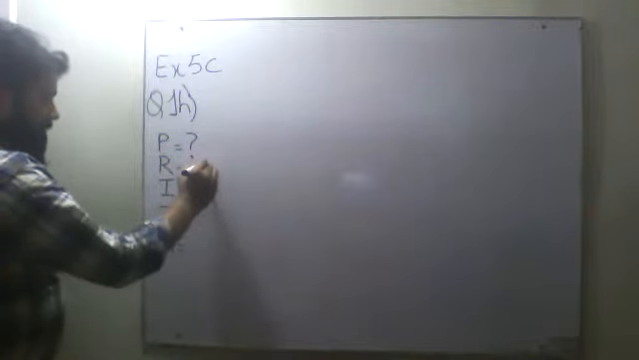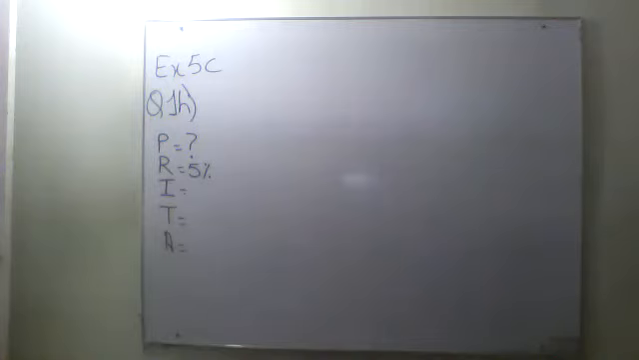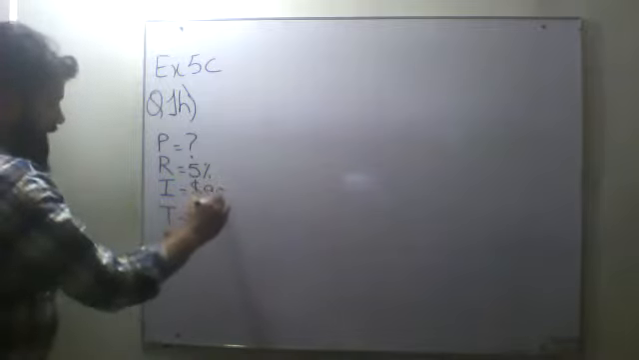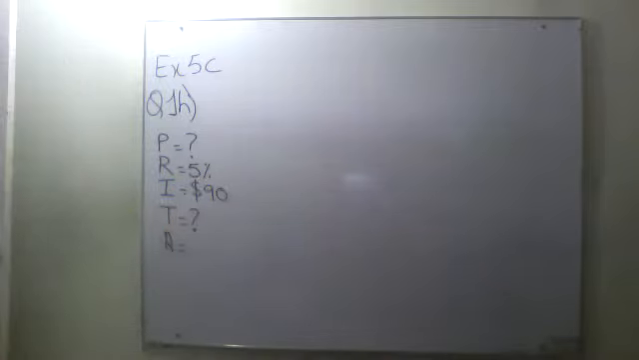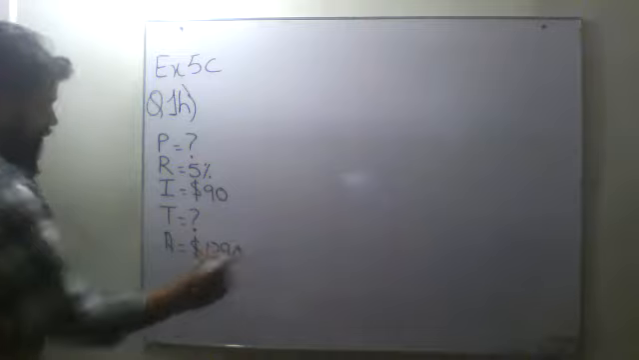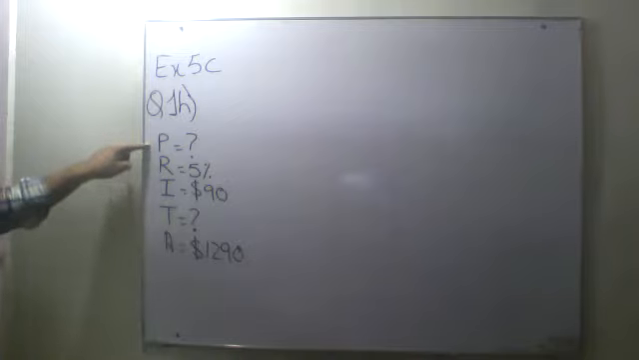Okay. 1H we are going to do. In 1H, they have given us, first of all, principal is not given, rate is given 5%. Then time is not given. Time I have to find. Simple interest amount is given to me, $90, and total amount is also given, $1290. Okay. First thing, principal is missing. So I will try to get the value of principal.